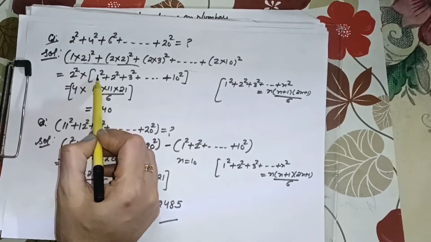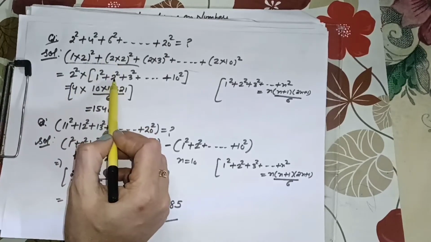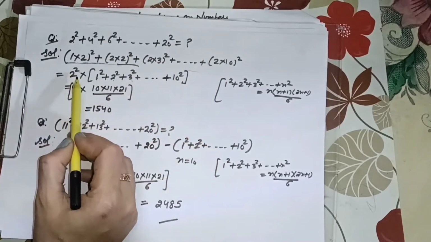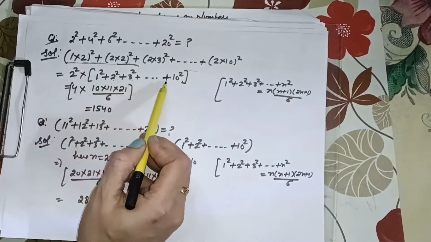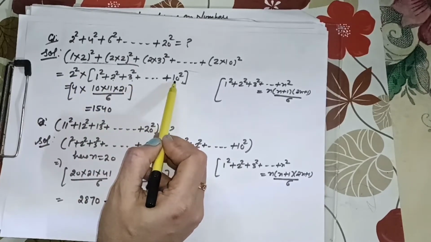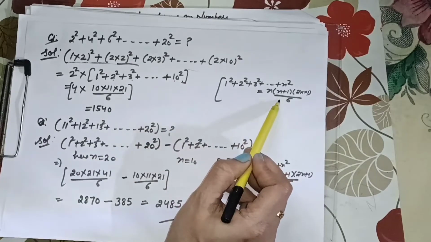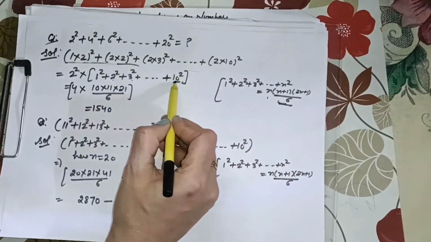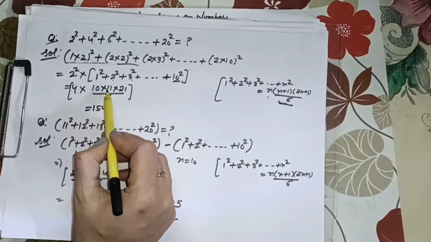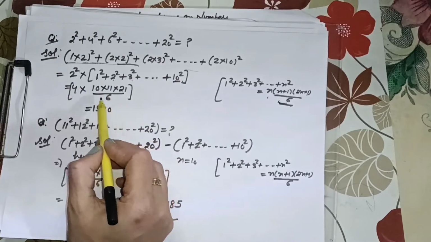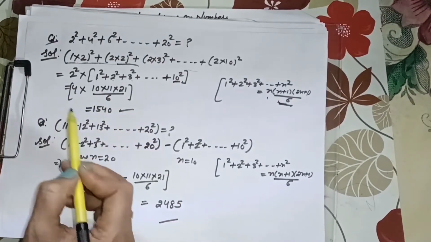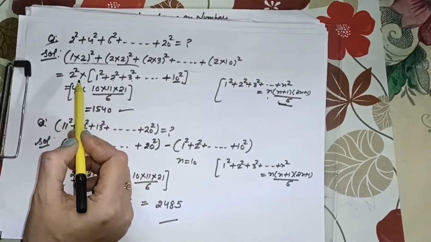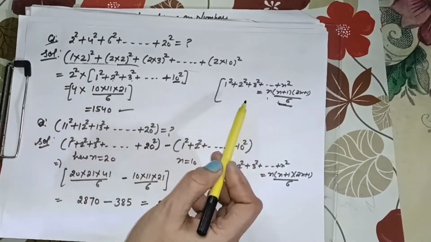In the first bracket, I am getting 1 square. In the second bracket, I am getting 2 square. In the third bracket, I am getting 3 square, up to 10 square. So 2 square is 4. And again, these are terms up to 10 square. Like the previous question, I will use this formula, but in place of n, I will put 10 because the last term is 10. Simply, I am getting 10 into 11 into 21 over 6. After simplification, I am getting this one. So this is a strategy. That means firstly, we observe what is a common term. Then we take the common term outside the bracket and just apply this formula.